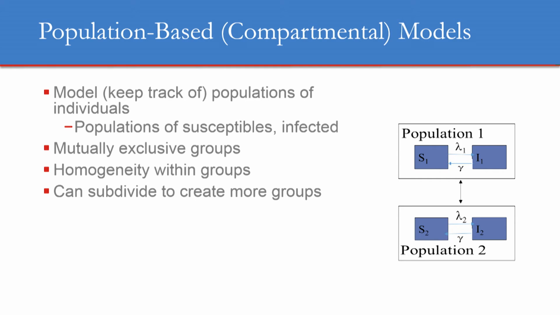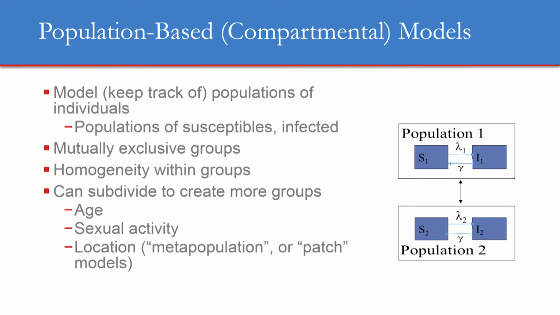Among each population, there could be subdivisions along the lines of, say, age, for example, for those under 50 years and those 50 years and older. Sexual activity, for example, those who are sexually active versus those who are not. Or location, resulting in spatially separated populations of the same species that interact with each other as individual members move from one population group to another. These constitute what we call metapopulation or patch models.